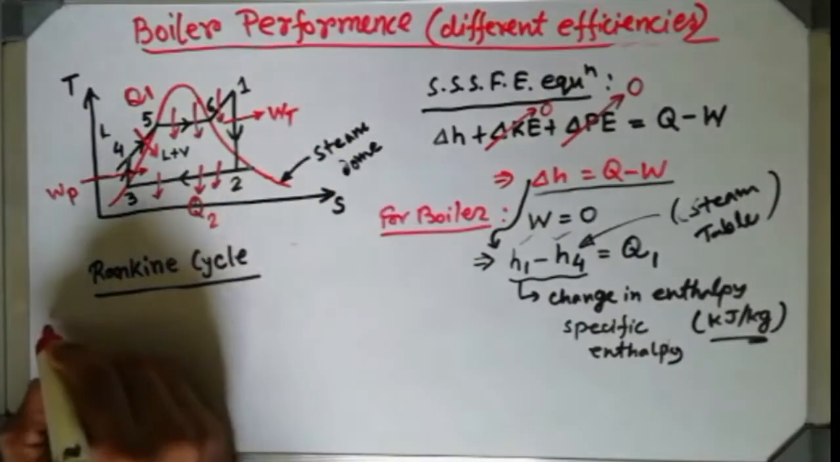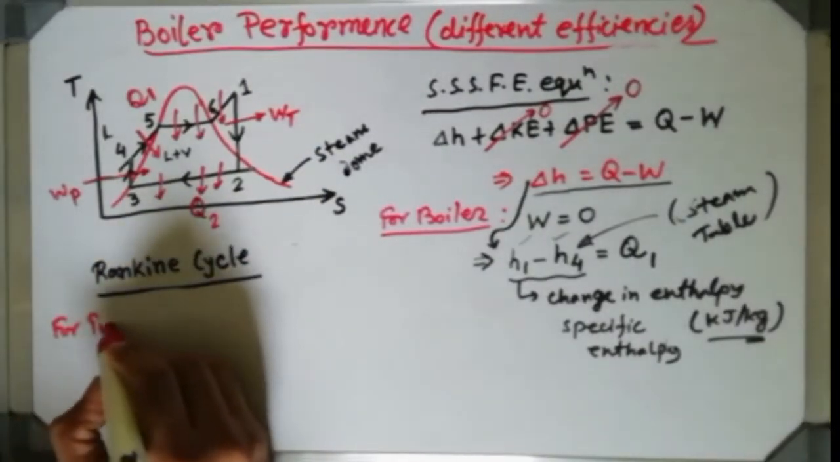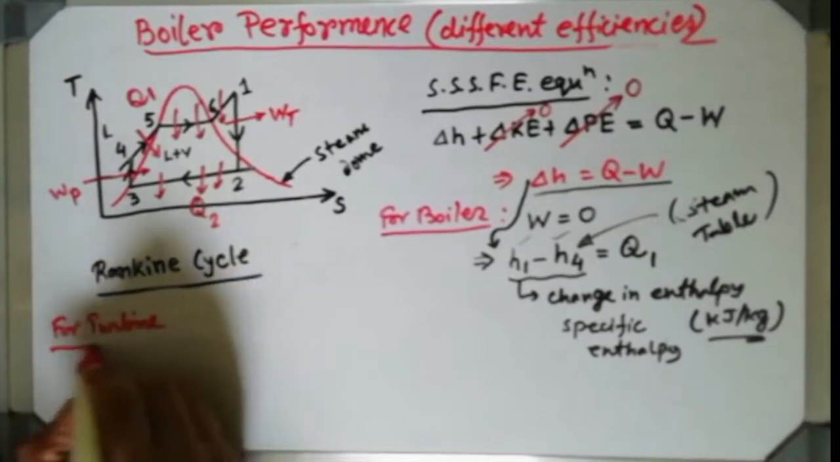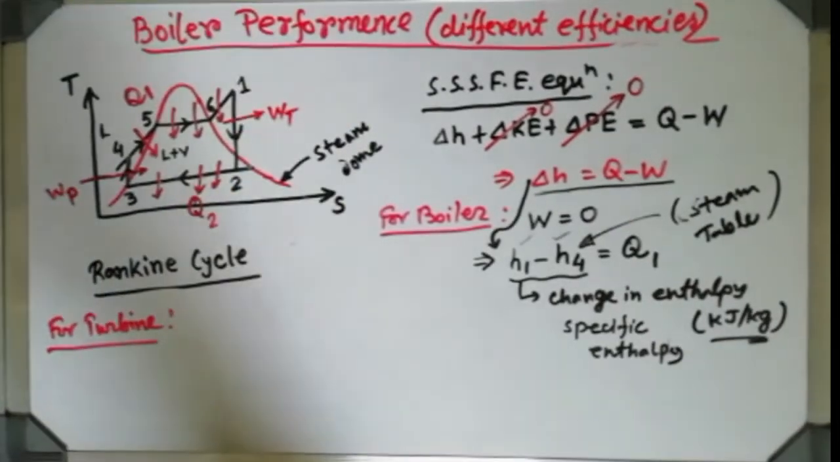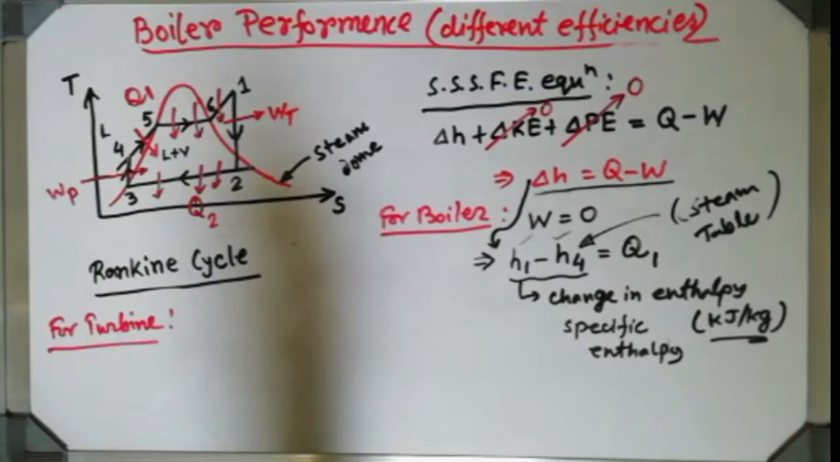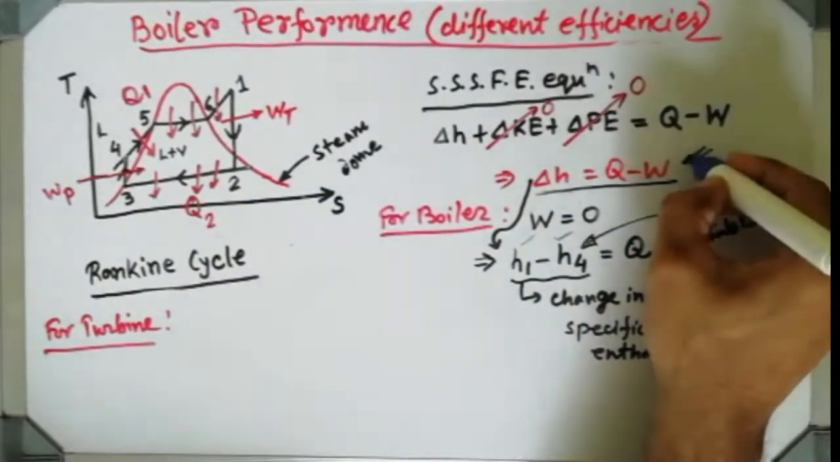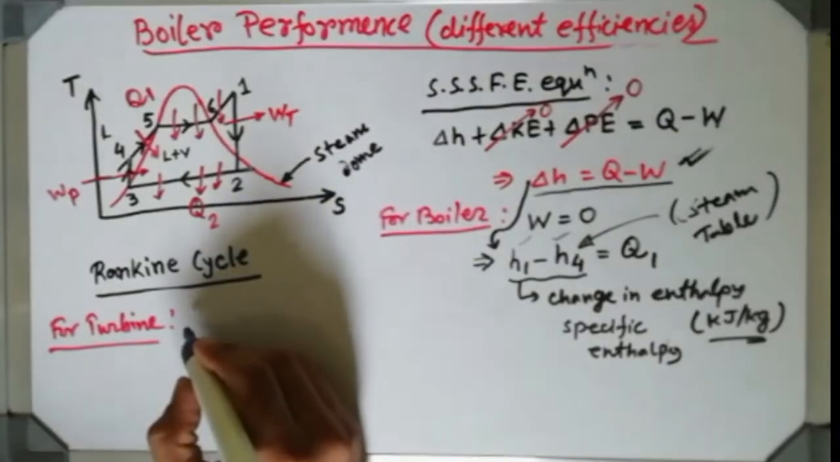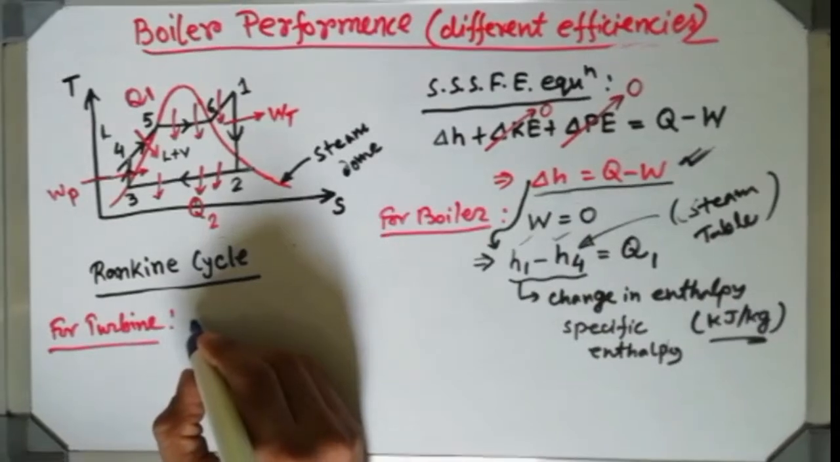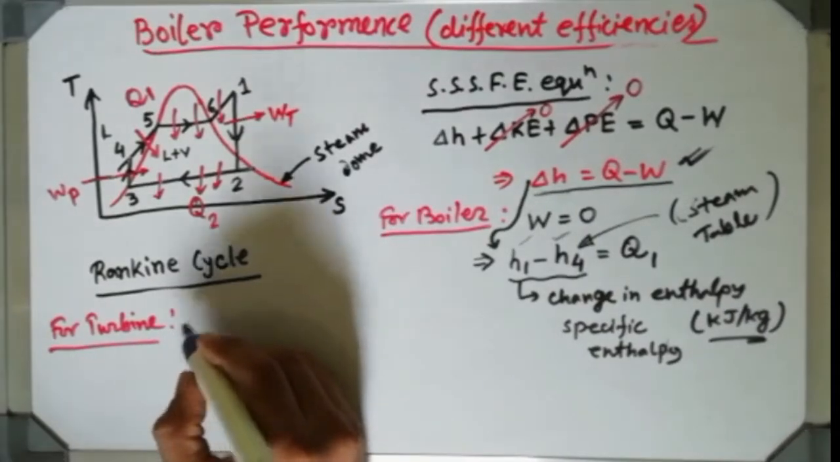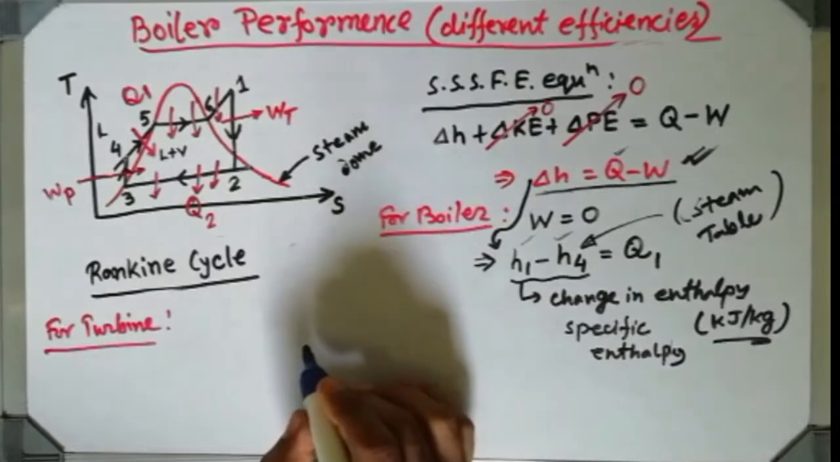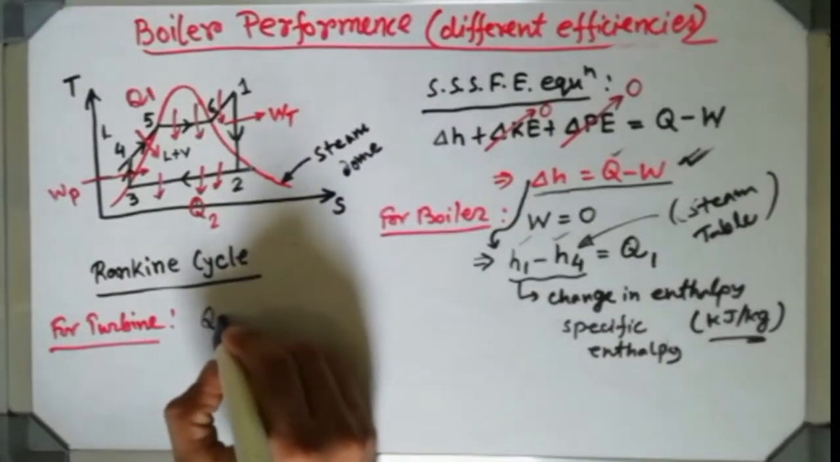Then coming to the turbine. In the case of the turbine, what is it doing? Turbine is a work producing device. So if you apply the same steady state, steady flow energy equation, what can we write over there using the same equation, this one. Obviously some work will be produced, but heat is nothing there. So I can consider that Q is 0 here.